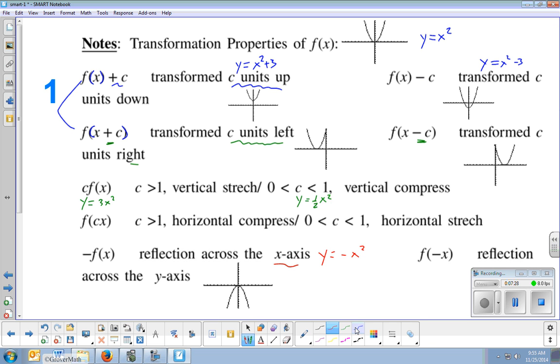these properties. And you really just have to remember, plus or minus outside is your up and down, plus up minus down. Plus or minus inside is your left, right, plus left minus right. And then timesing the function is going to either stretch or compress it. And sometimes we refer to it in terms of narrower and wider. And if you were to negate the function in the front, it's going to reflect over the x-axis. So those are our big ones here.